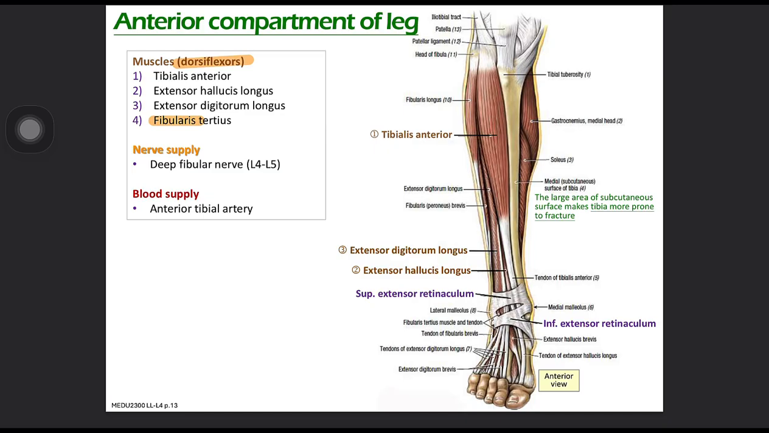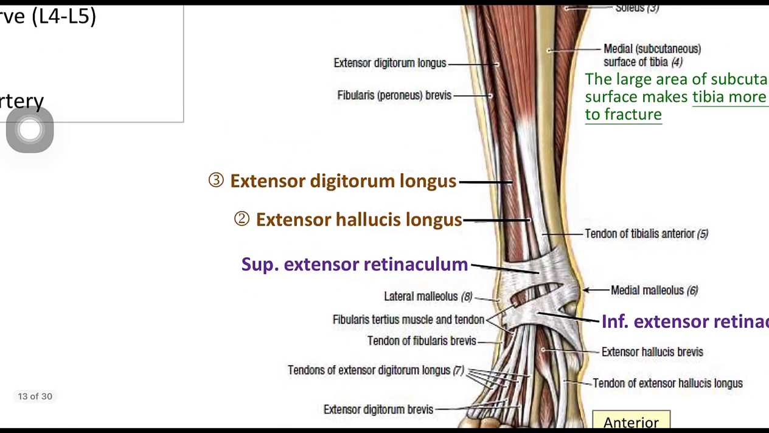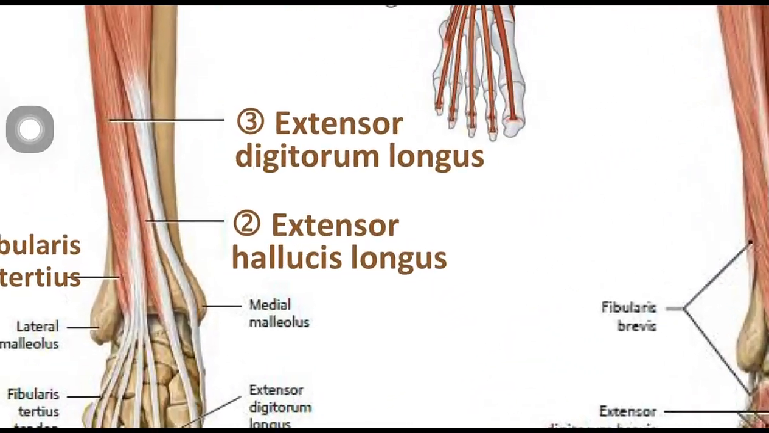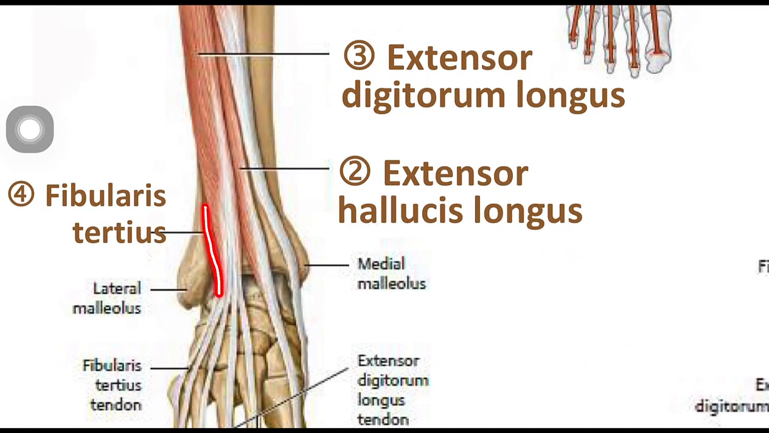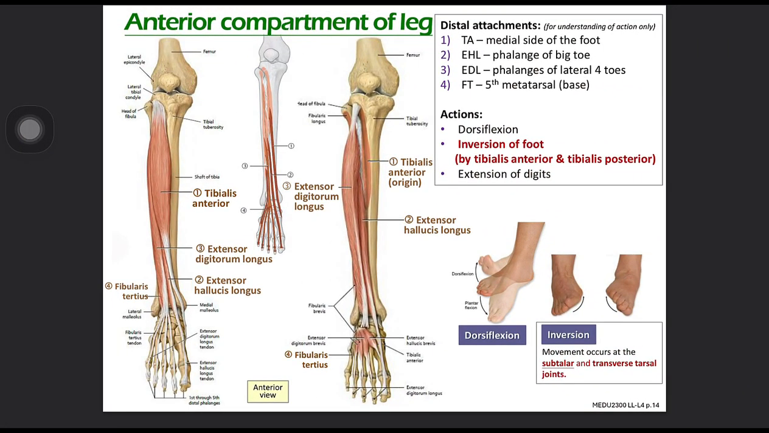Okay. And then we also have number 2. Number 2 is here. We have the extensor hallucis longus. Hallucis means to the big toe. Okay. And then we also have the extensor digitorum longus to the remaining 4 toes. And then we also have number 4. Where is number 4? Oh yeah, here. Number 4 is here. Can you see number 4? A tiny muscle. Like this. Okay. So this is fibularis tertius. Yeah, the small one.